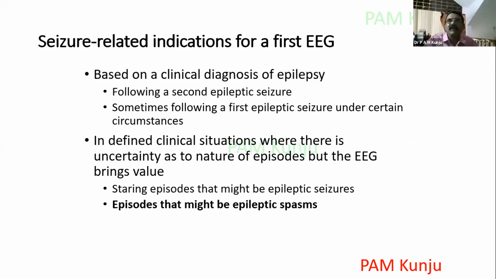And when will you do an EEG? So already we have understood that when you have a definite clinical diagnosis, following a second epileptic seizure, and sometimes following a first epileptic seizure under certain circumstances, like for example nocturnal seizure of a child with benign rolandic epilepsy. And in defined situations, for example, a child with epileptic spasm, definitely we'll have to do an EEG to see whether it is a hypsarrhythmia or not.